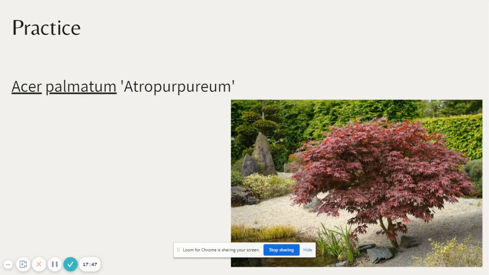So here is some practice for you. This gives you a botanical name or a scientific name with a cultivar. So Acer palmatum atropurpureum.